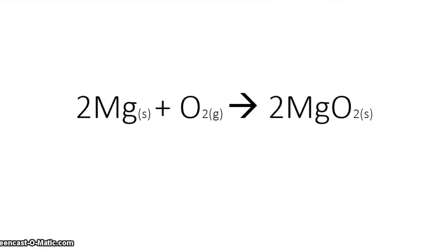Here we see the balanced chemical equation of the reaction that just took place. On the left, we can see the reactants, the compounds that undergo change during the reaction. On the right, we have the products, which is what is produced in the reaction. As we can see, 2 moles of magnesium in solid form and 1 mole of oxygen in gas form were combined to create 2 moles of magnesium oxide.